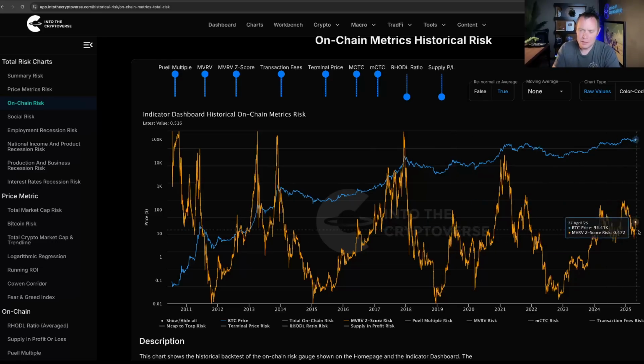And what's interesting is that last cycle, we didn't get out of this phase until after QE began, right after quantitative tightening was actually over and QE actually began.